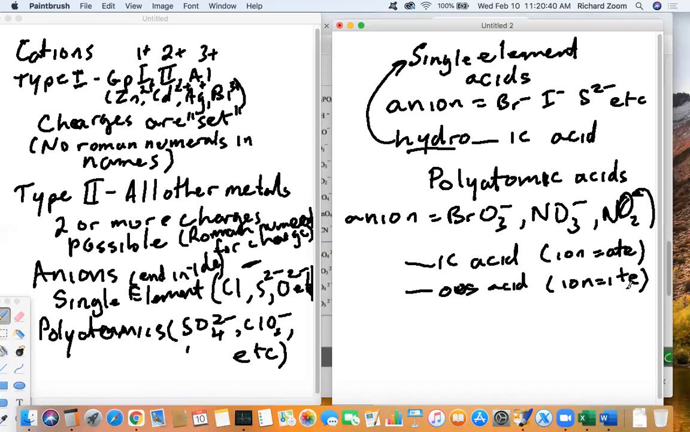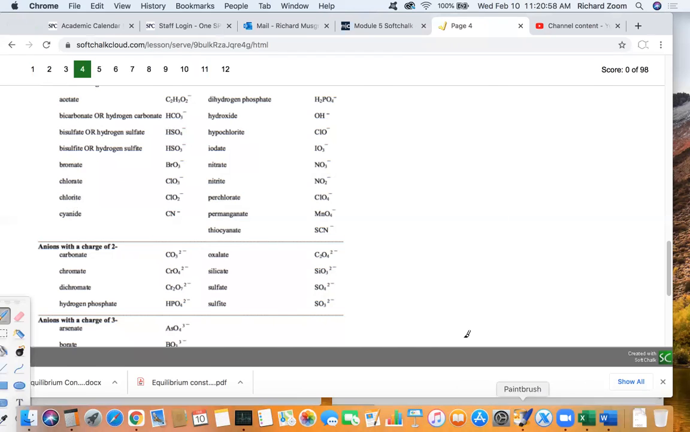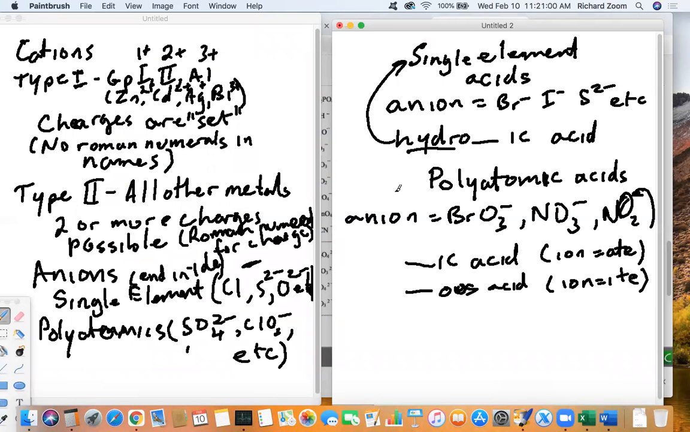So what I'm talking about is over here, you see a bunch of these end in ate, chlorate, and some end in ite, like chlorite. And this has an effect on the name of the acid that they come from. So let's go ahead and see the effect of that. So going back to the top here, HBr, since that's a single element, that would be hydrobromic acid.